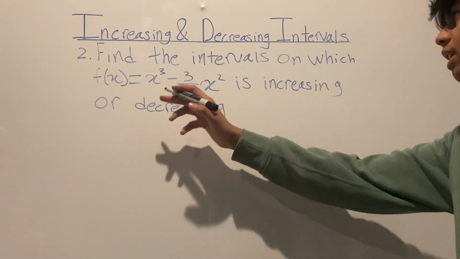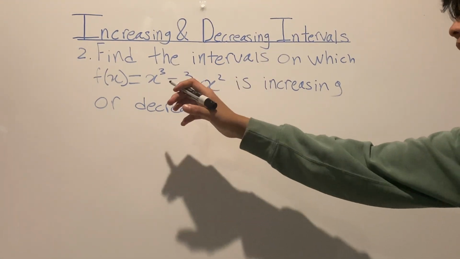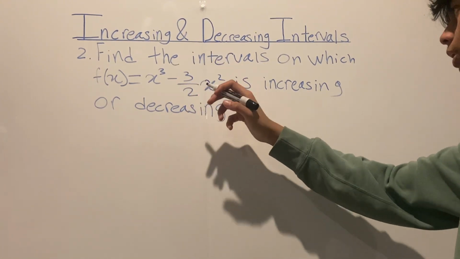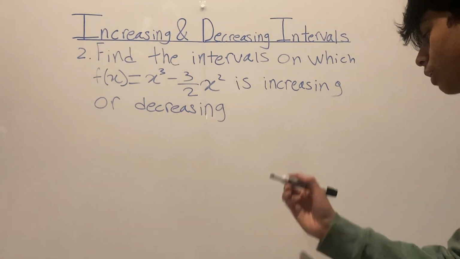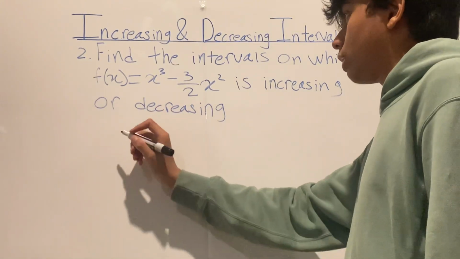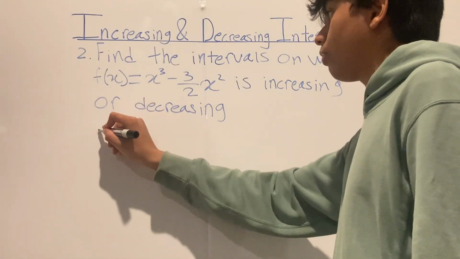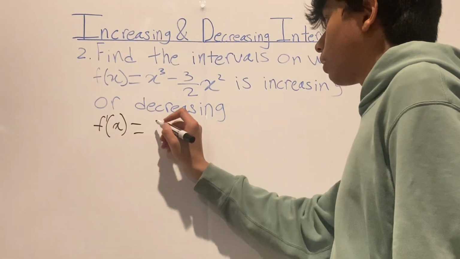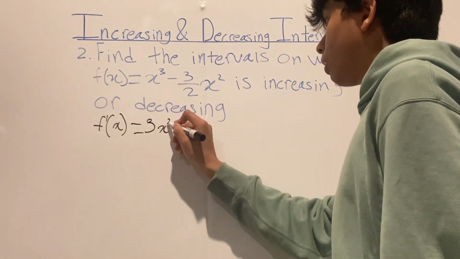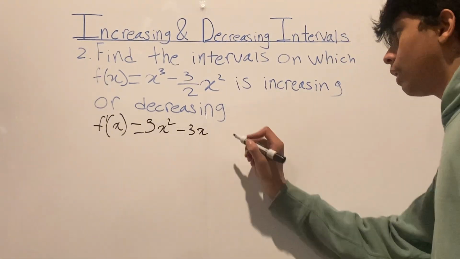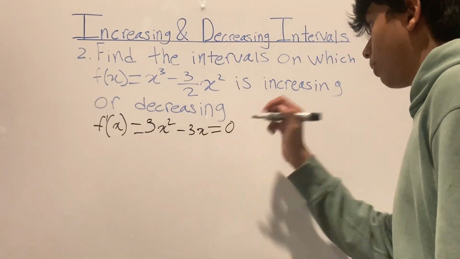Okay, question 2: find the intervals on which f of x equals x cubed minus 3/2 x squared is increasing or decreasing. Once again, we have to find the values where f prime of x equals 0. So f prime of x equals 3x squared minus 3x, once again just by using the power rule. And now we set it equal to 0.